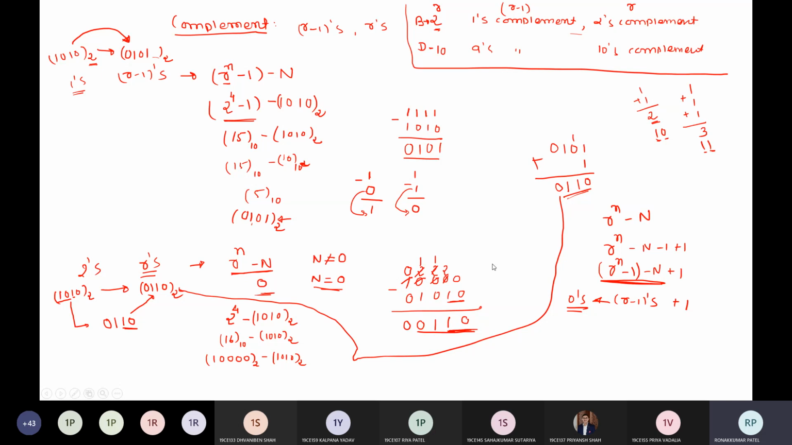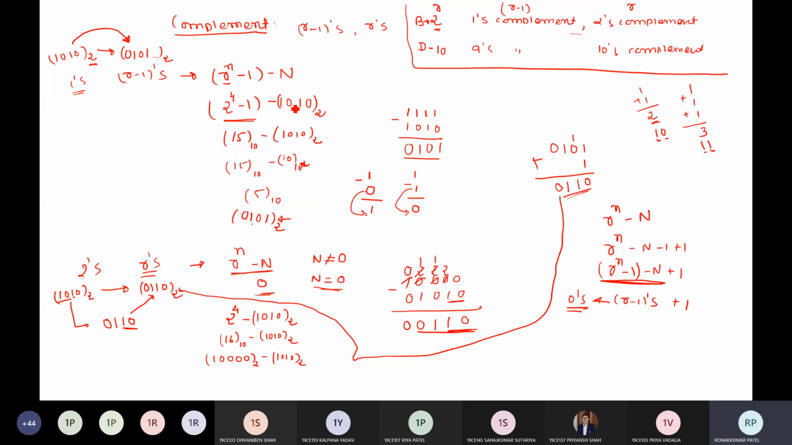Now, if your radix is 10, a decimal number, then the possible complements are 9's complement and 10's complement. Then we have seen the equation of complement. Suppose R minus 1's complement, so the equation is r^n minus 1 minus capital N. Capital N is your number, r is your radix, small n is the number of digits in your number. Means if this is a number, then digits are 4.